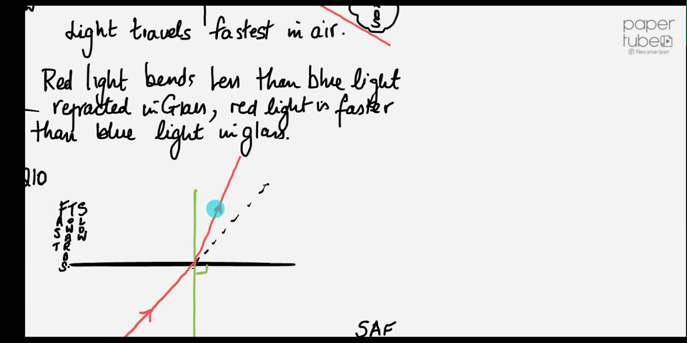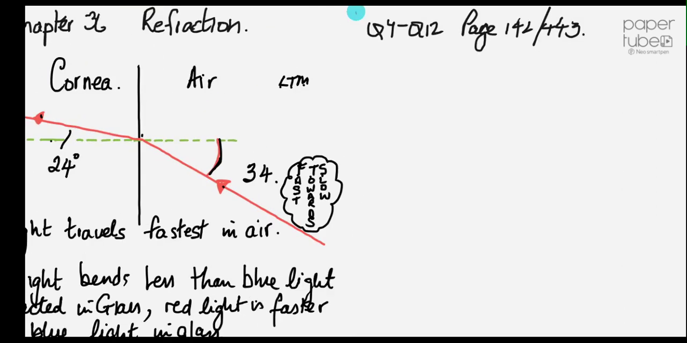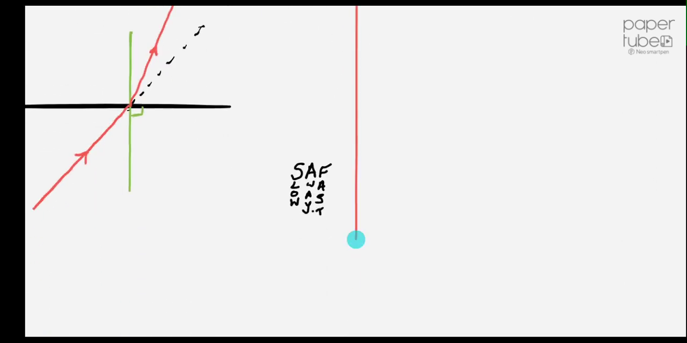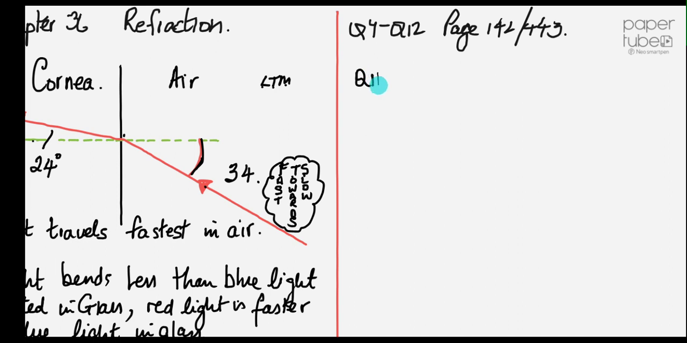So now I'm going to question 11. So what have we got? It says different shapes of glass prism are often used to change the direction of light rays. It's called spectacles, called your eye lens, called your cornea. Fair enough.